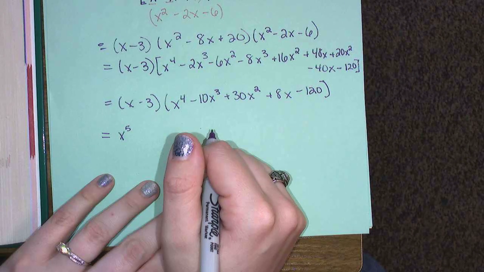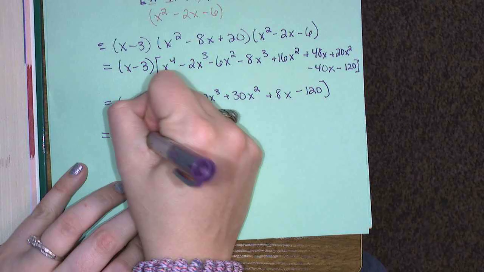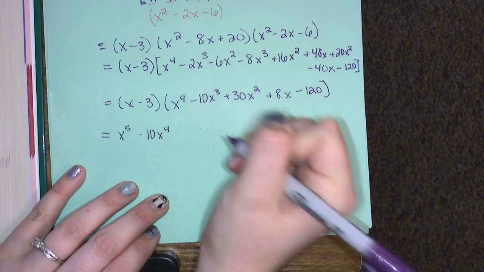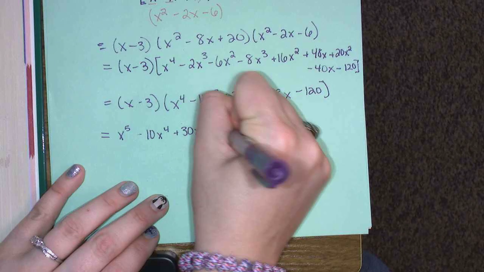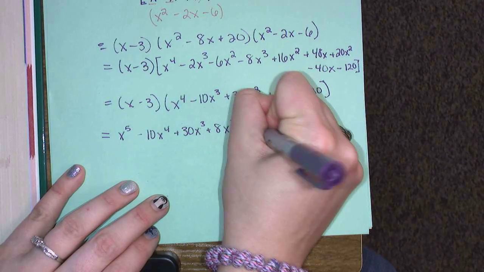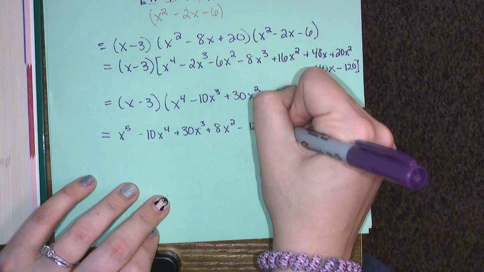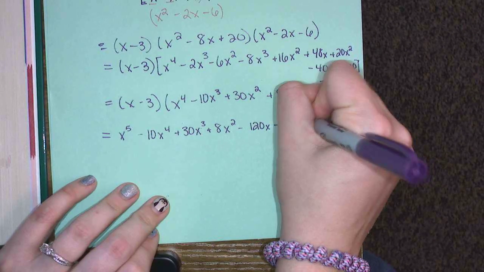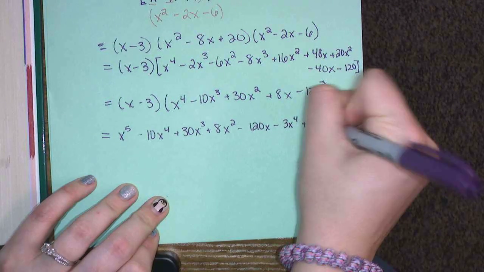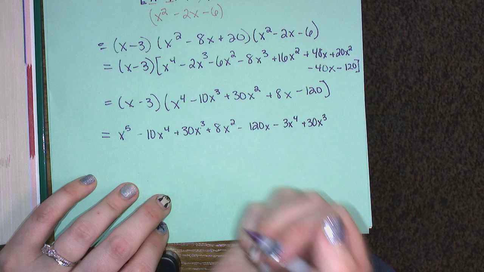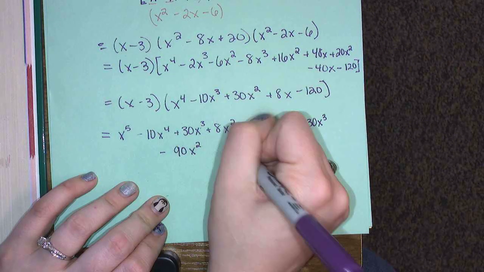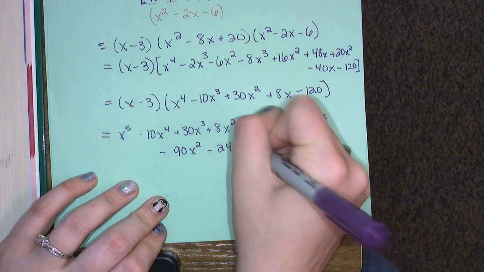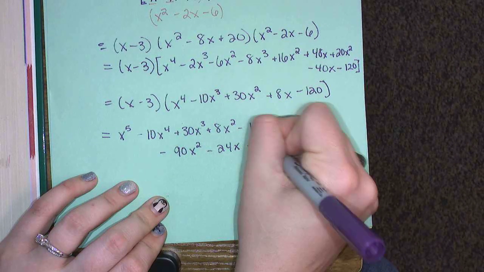Alright. X to the 5th minus 10x to the 4th plus 30x cubed plus 8x squared minus 120x. And then minus 3x to the 4th plus 30x cubed minus 90x squared minus 24x plus 360.